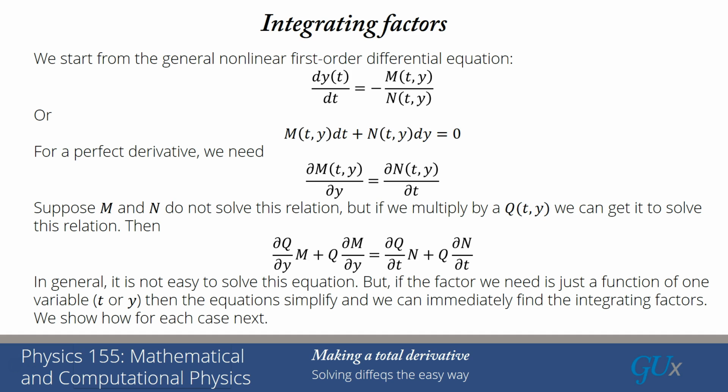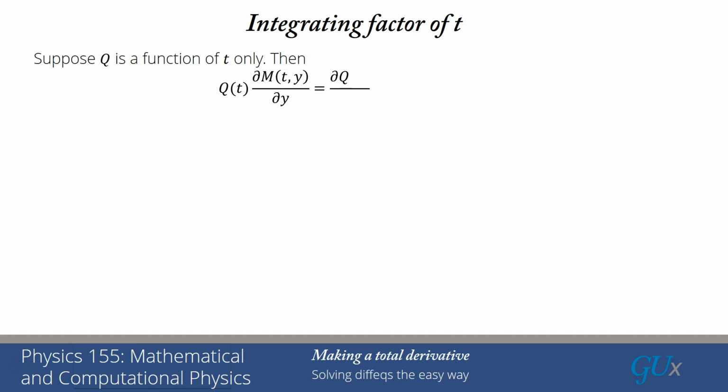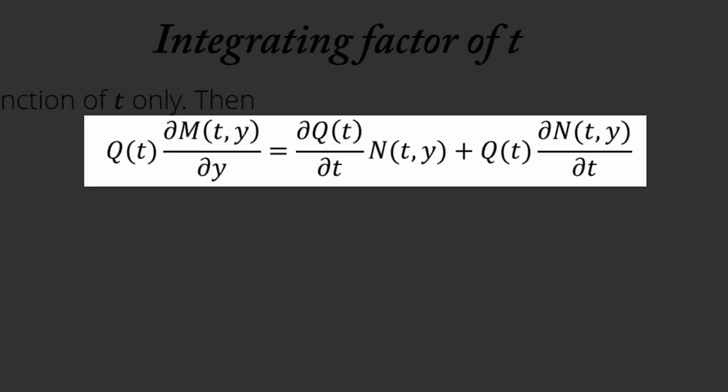We're going to show exactly how you do that for each case, starting with the case where q is just a function of t. So if q is just a function of t, then dq/dy is equal to 0. And I can rewrite that equation that I have to satisfy as q times dM/dy plus dq/dt N plus q(t) dN/dt is equal to dq/dt N plus q(t) dN/dt.